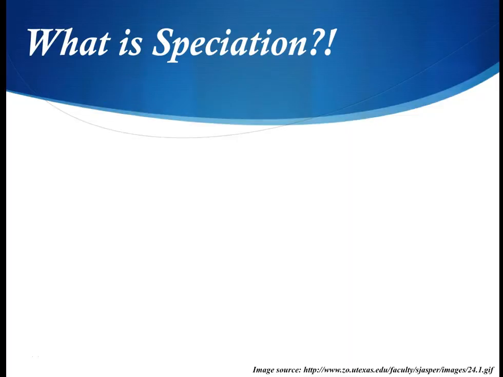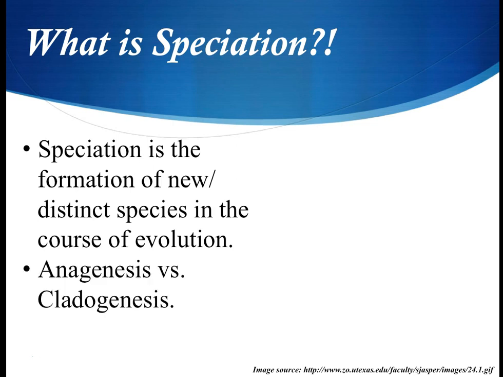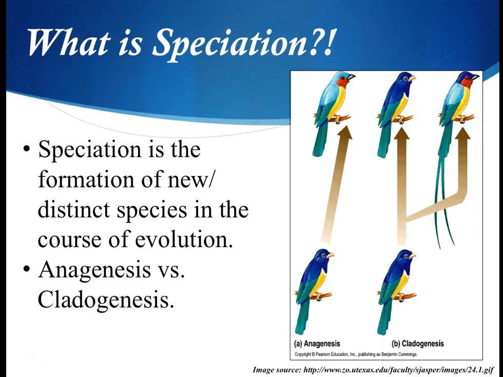So what is speciation? Speciation is the formation of new distinct species in the course of evolution. It can be described in anagenesis and cladogenesis. Anagenesis involves evolution within a single lineage, while on the other hand, cladogenesis involves evolution in a branching pattern with many new species evolving from a single parent species.